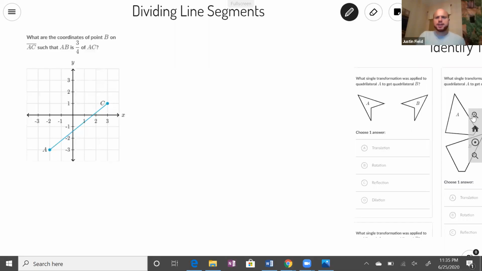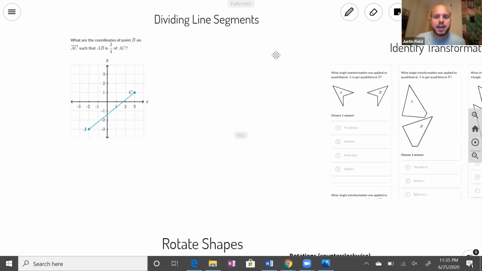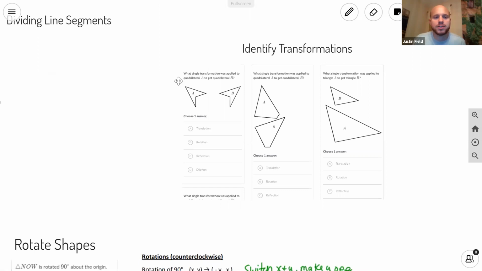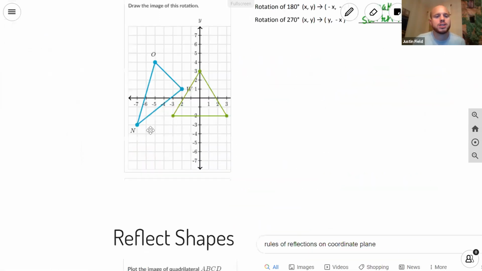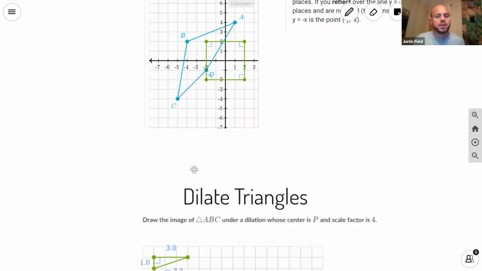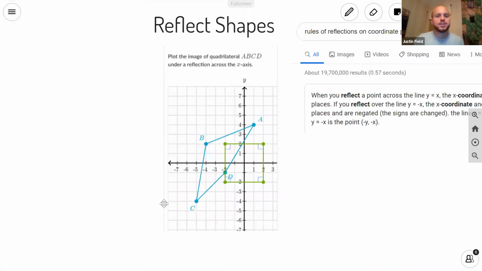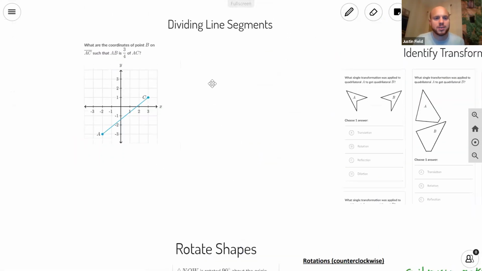Alright guys, let's flip this geometry class. We are going to do some instruction right now on dividing line segments, identifying transformations, rotating shapes, reflecting shapes, and dilating triangles. You guys ready?